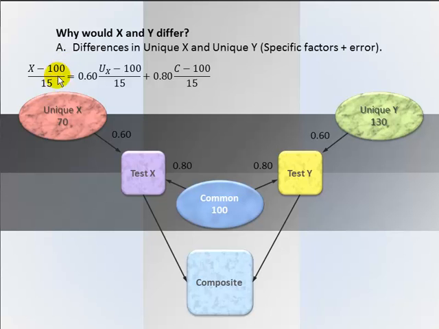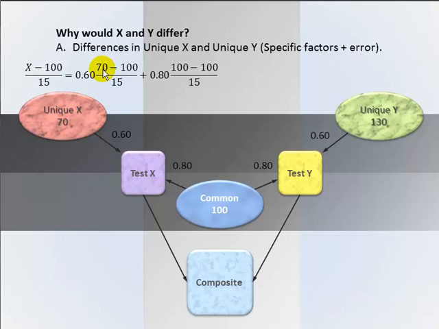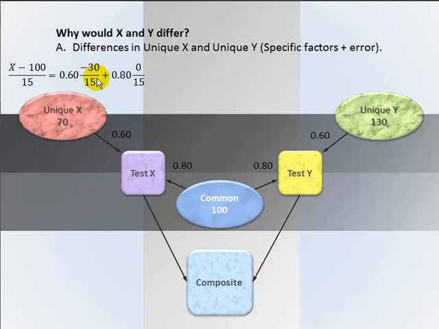X minus 100 divided by 15 is test X minus the mean of 100 divided by the standard deviation of 15. This yields a z-score. Likewise, this here will yield a z-score, and this here will yield a z-score. And we multiply the two z-scores by the loadings. So let's plug in the numbers. This 70 went right here, and this 100 went right here. So 70 minus 100 is going to be negative 30, and 100 minus 100 is going to be 0. Negative 30 divided by 15 is negative 2, and 0 divided by 15 is 0.